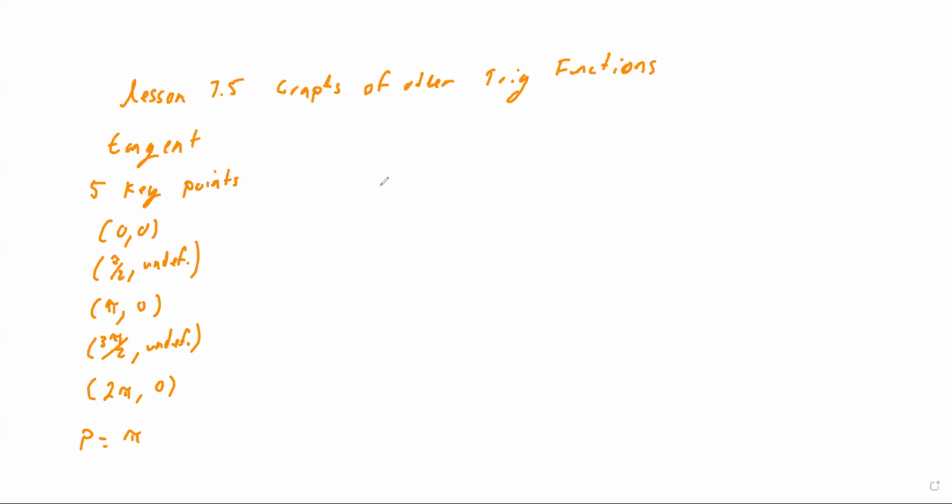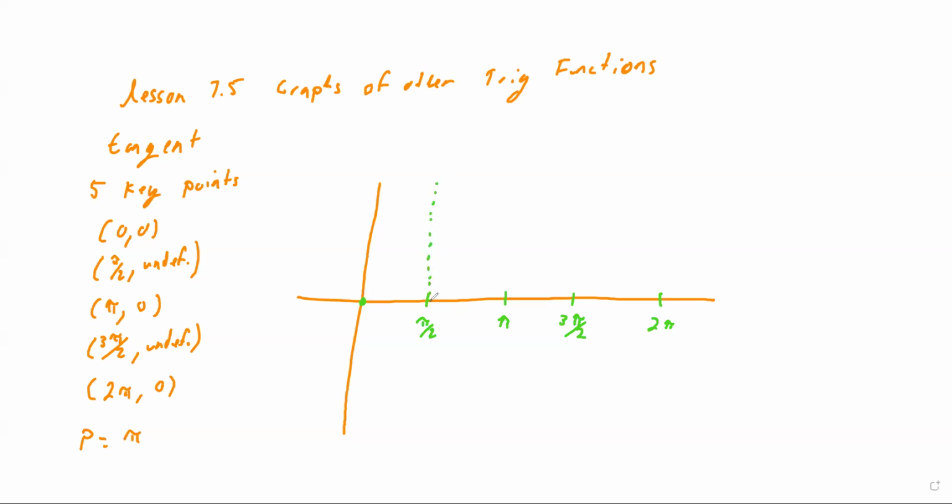Graphically, what this looks like is we have a coordinate at 0, 0, then pi halves, pi, 3 pi halves, and 2 pi. We'll pretend they're all evenly spaced. What that means is there's an asymptote at pi halves, it goes through at pi, there's an asymptote at 3 pi halves, and then it goes through 2 pi.